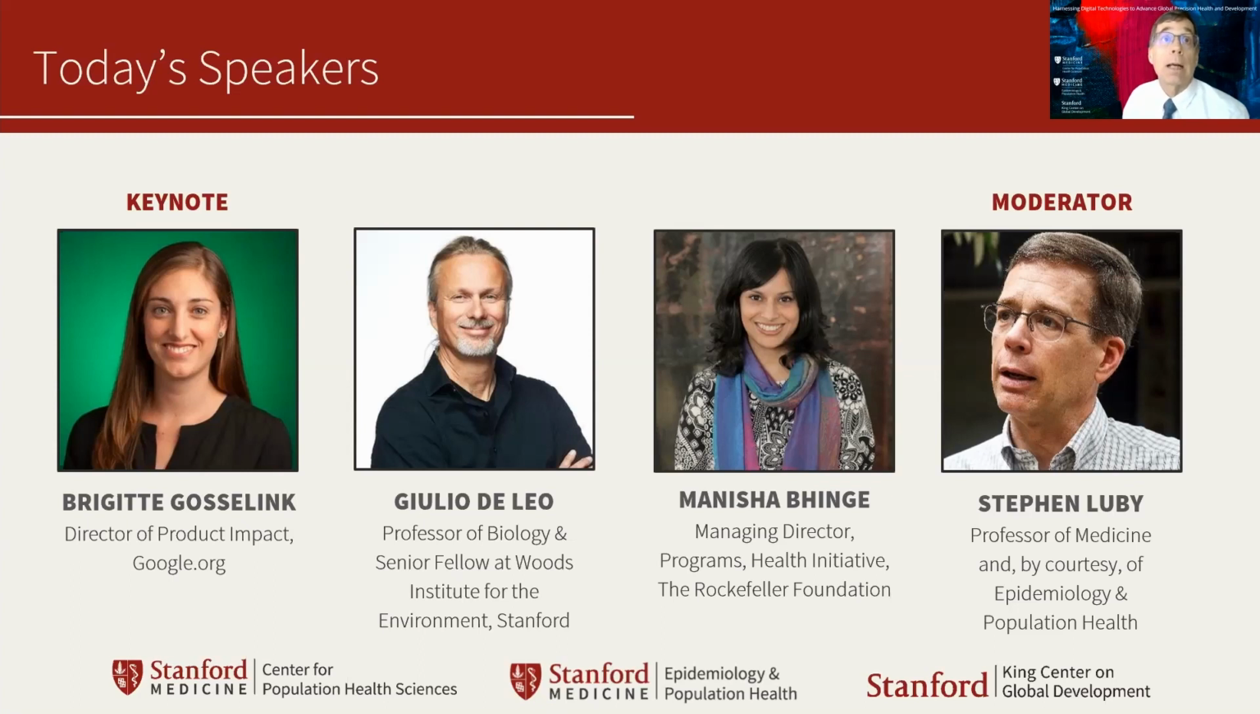And then Brigitte Gosselink, who leads Google.org's work to leverage emerging technologies and Google's expertise to address global challenges. She's currently focused on how artificial intelligence can be used for social impact through efforts such as the $25 million Google AI Impact Challenge, with a particular focus on crisis response and sustainability.